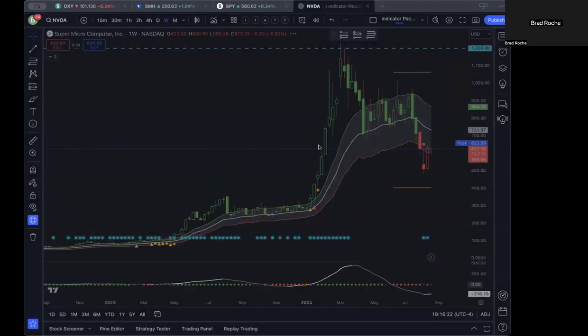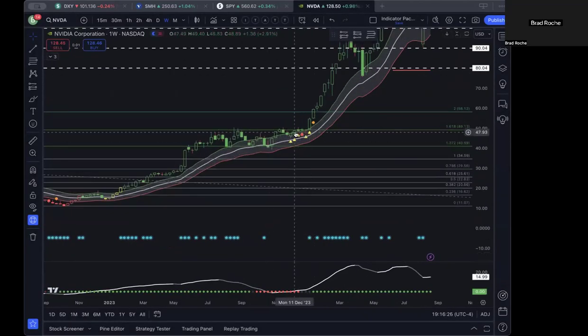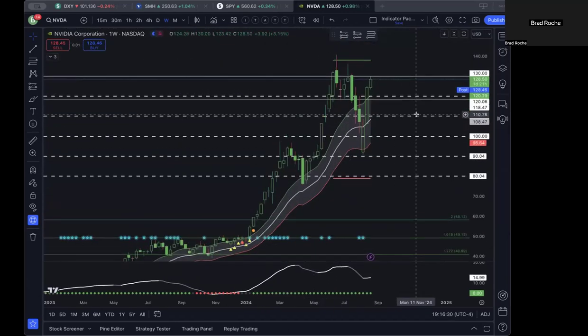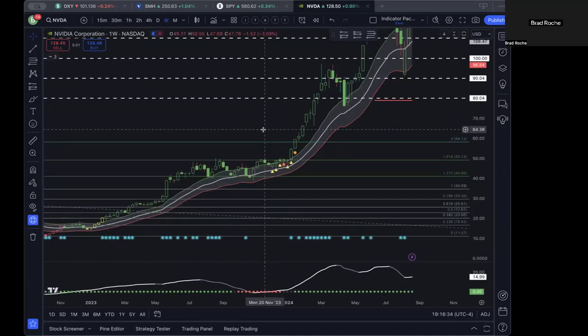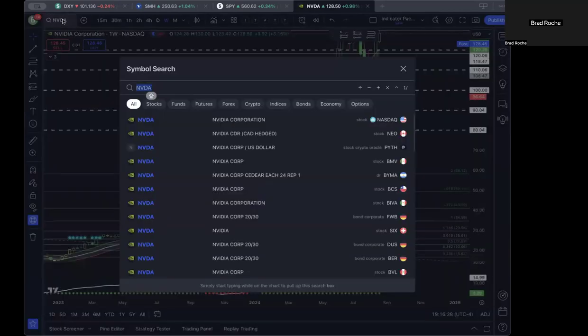NVIDIA, there's your buy signals right there at around $50 post split, and ultimately had a run up of about 200% off of the weekly buy signals. So it works really on any time frame.